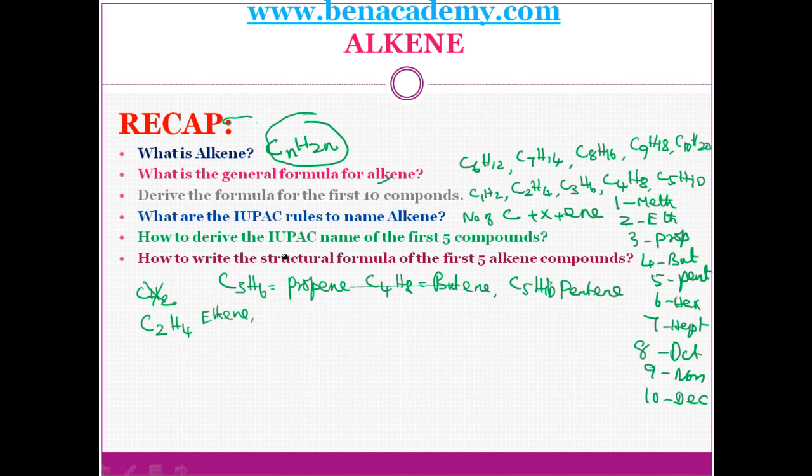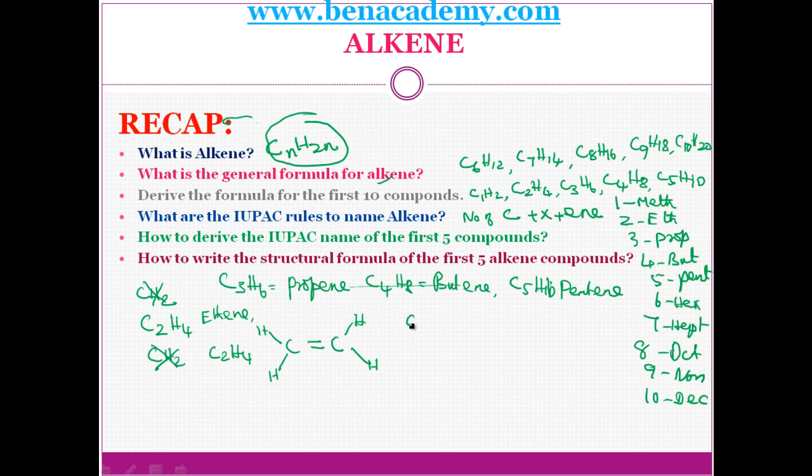Now, what's the last question? How to write the structural formula of the first 5 alkene compounds. Just now we have learned, so let us quickly redo it. What is the first compound? CH2, it does not exist, so let us forget about it. What is the second compound? C2H4. You put carbon and carbon, connecting them by means of a double bond. Now put 2 more bonds on each carbon so that the valency of the carbon is 4. That is, each carbon should be surrounded by 4 bonds. Fill all those bonds with hydrogen. That will be the structural formula of the alkene.